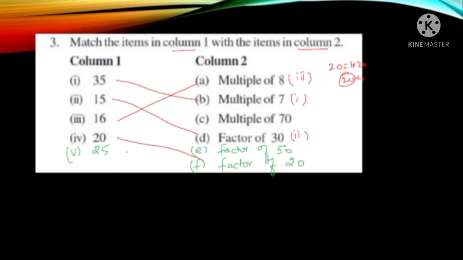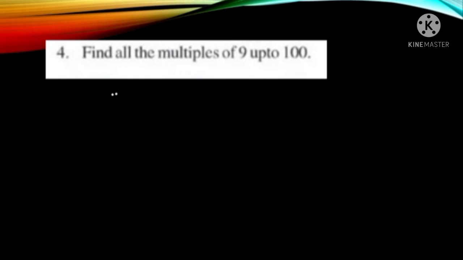25. 25, it is for option, this is 4 and this is 5. 25 ones are 25, 25 twos are 50. So for 50, 25 is one of the factors. So if you just consider 50, 25 twos are 50. So 25 is one of the factors. In the list of factors of 50, 25 will also be there, as 25 twos are 50. So 25 is also a factor. So option E. Fourth question, find all the multiples of 9 up to 100.